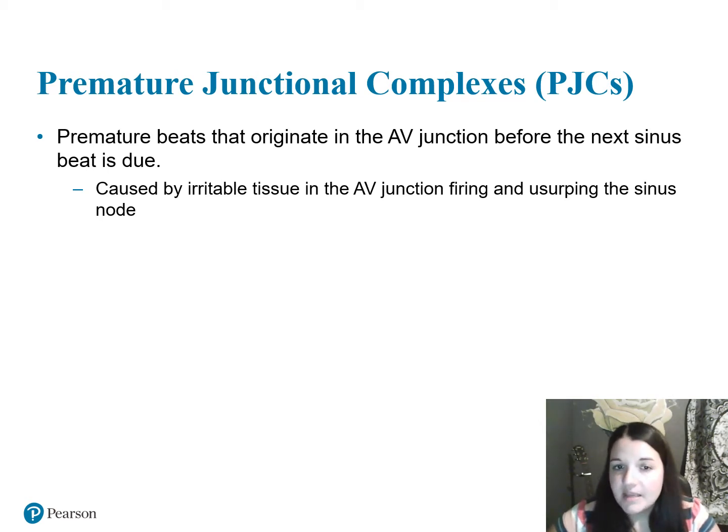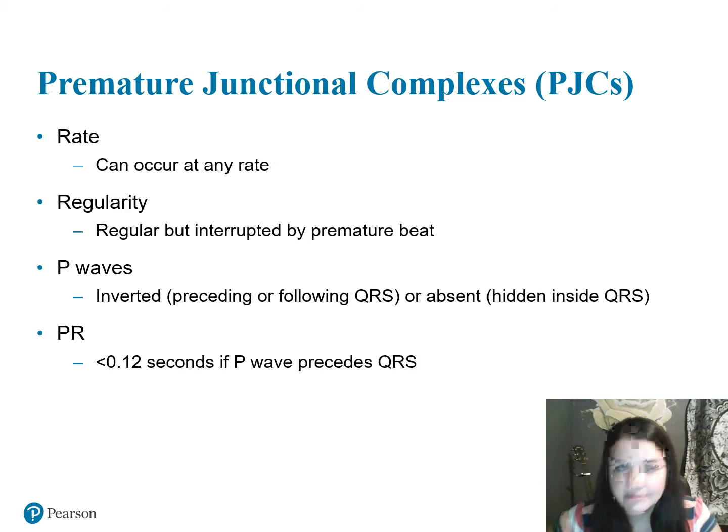So if I have a premature junctional complex, that irritable foci is firing and usurping the sinus node, meaning it's coming before that sinus beat. That sinus beat might have taken too long. My irritable tissue got tired of waiting for the baton and took off without it. It usurped it. It hiccuped. It fired off before the sinus node. So my sinus node then becomes that escape beat.